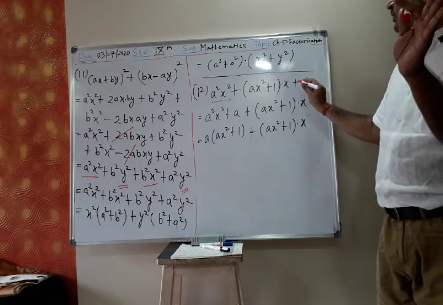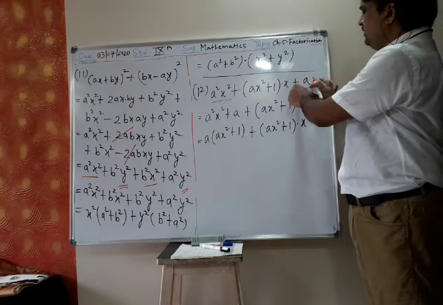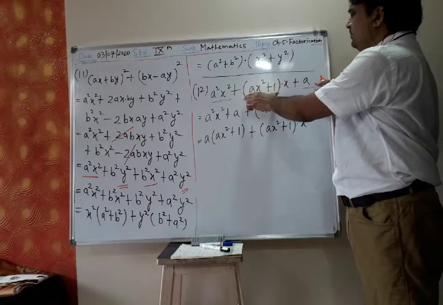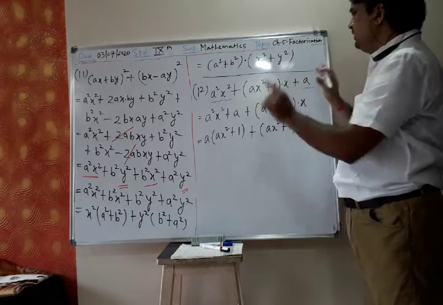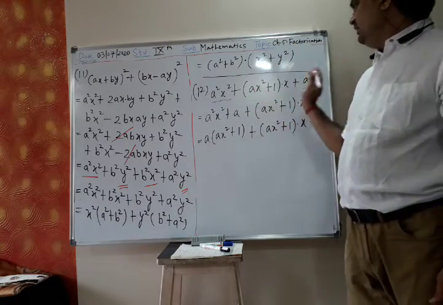No. Third term is not x plus a. Third term is only plus a. This is my second term. Ax square plus 1 into x is second term. Third term is only a. So 1 and 3 I am taking together, and this I am keeping as it.